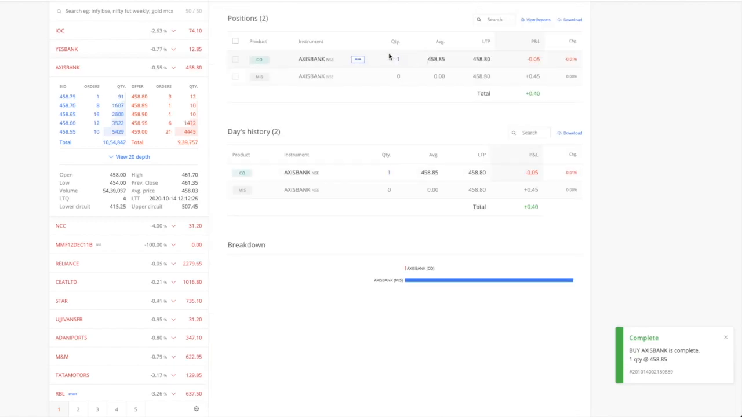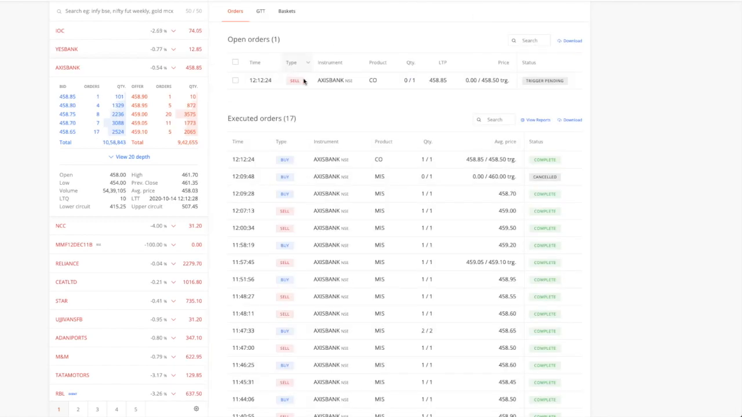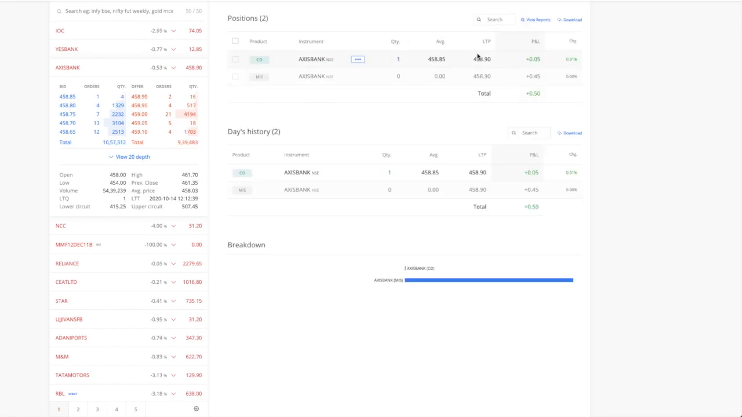So I have one quantity of Axis Bank. Now you see that one pending sell order is there for my stop loss. So if the price reaches this particular 458.5, my stop loss will be triggered and my net quantity will become 0. That is, my positions will become 0, and the loss that I make over there will also be booked. That will also be seen.